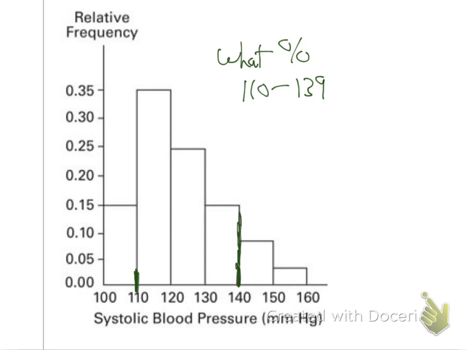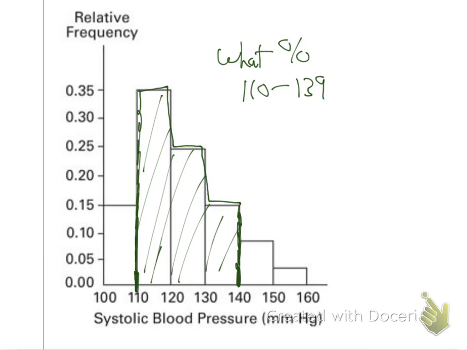They want us to do all of these bars. Is that making sense? Because that goes from 110 up to 140. 139 is right before 140. So basically, they're asking us, what do all three of these bars add up to be? What's the total percentage for all three of those bars? What percent of all the people have a blood pressure between 110 and 140?